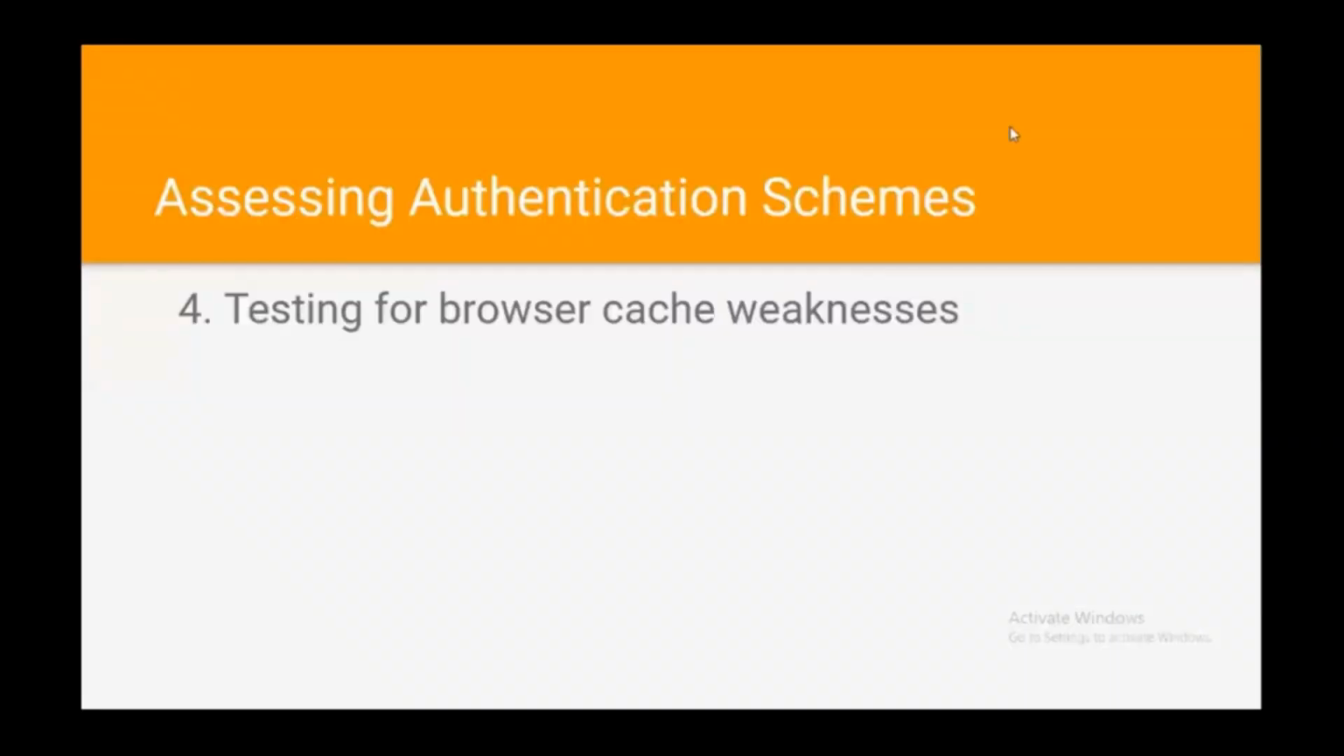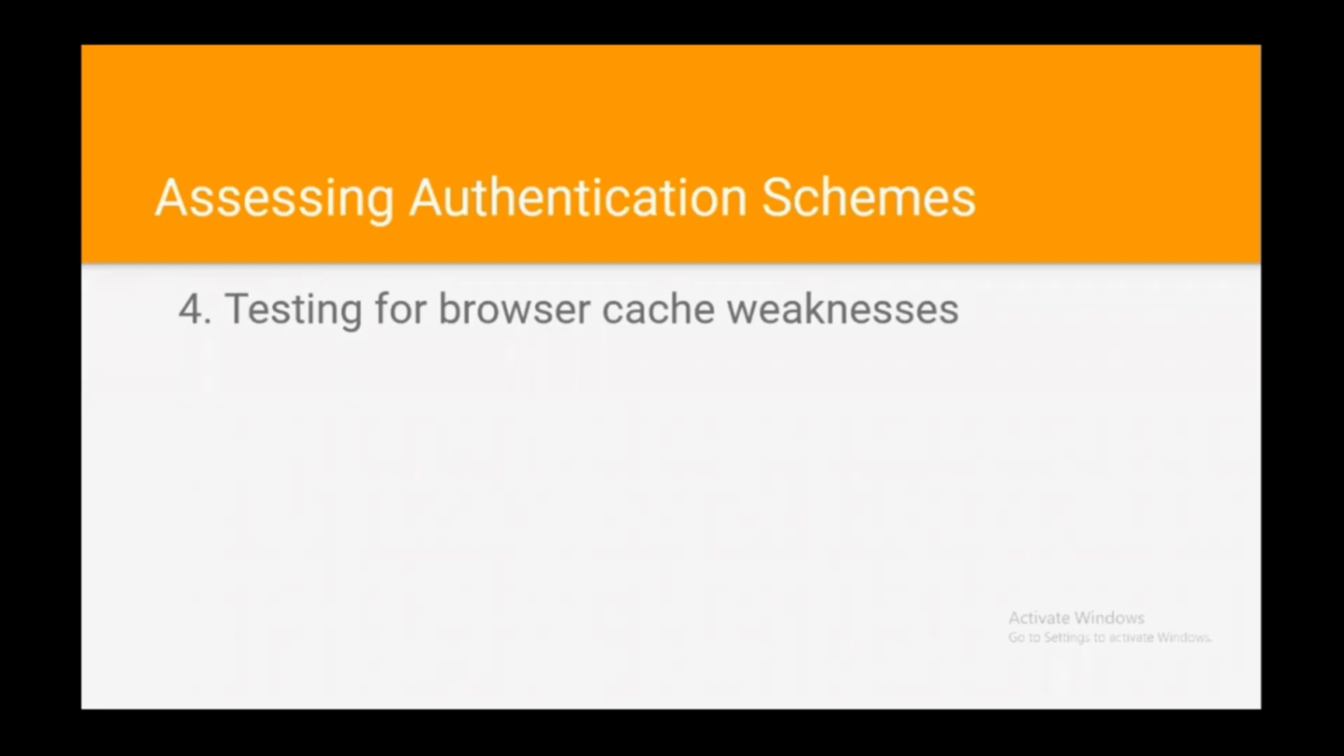Now the fourth one is testing for a browser cache weakness. Browser cache is provided to improve performance and give a better end-user experience. So whenever sensitive data is typed in the browser by the user, such data can also be cached in the browser history. This cached data is visible by examining the browser's cache or simply by pressing the browser's back button.